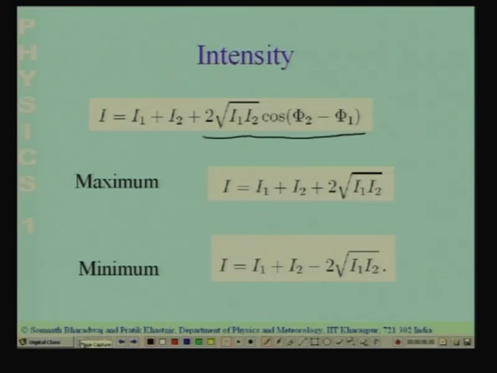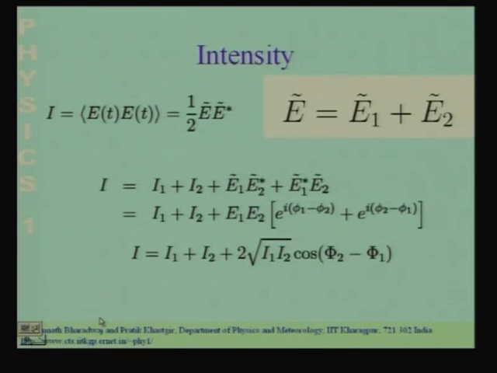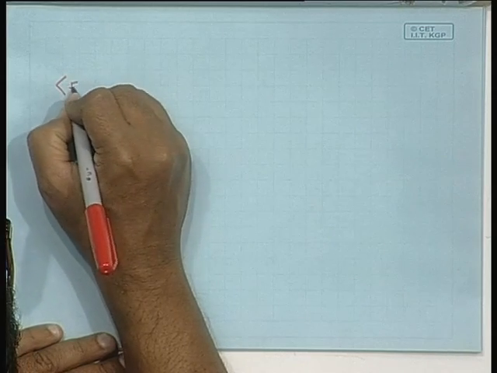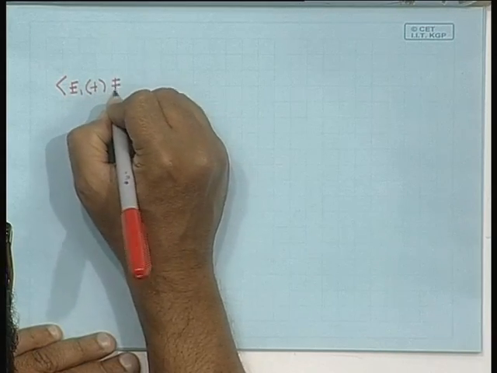If I go back one step, we are calculating the time average of the square of this. We have I1, the time average of the square of this, then I2, the time average of the square of this, and then the cross terms E1 E2, which in complex notation is written over here, and it is this term that gives rise to the term responsible for interference. The term responsible for interference arises from the time average of the product of E1 and E2.